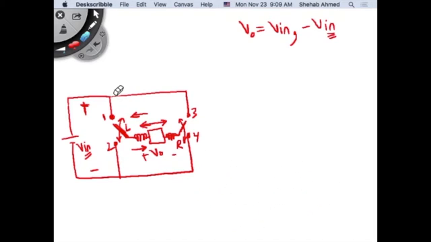Another way to look at it: how about if I do this? How about if I connect this arm to 1 and this arm to 3? What do I have across my V output?